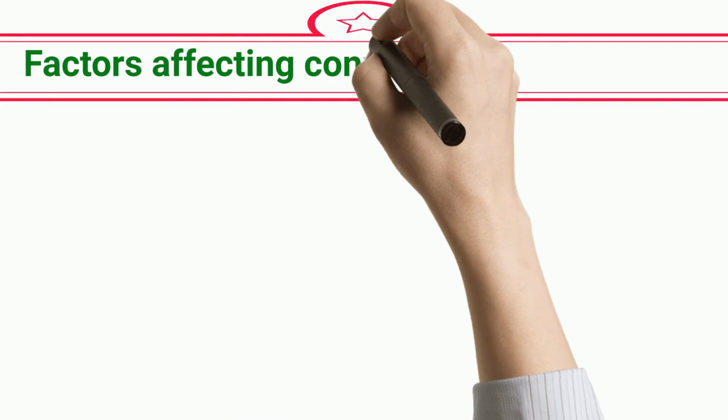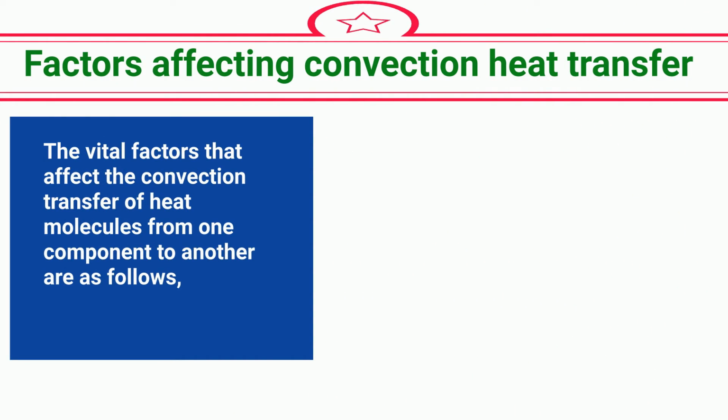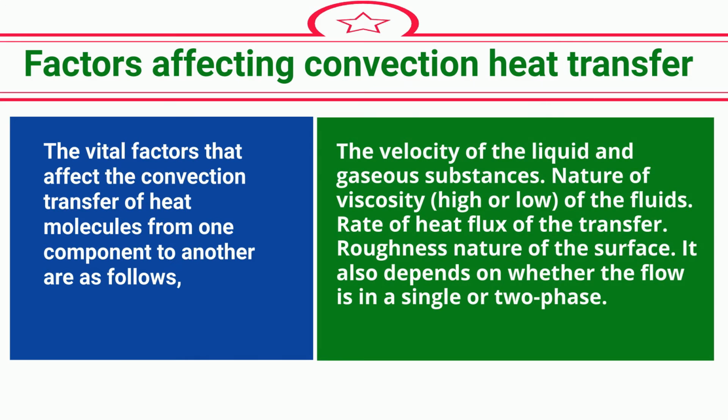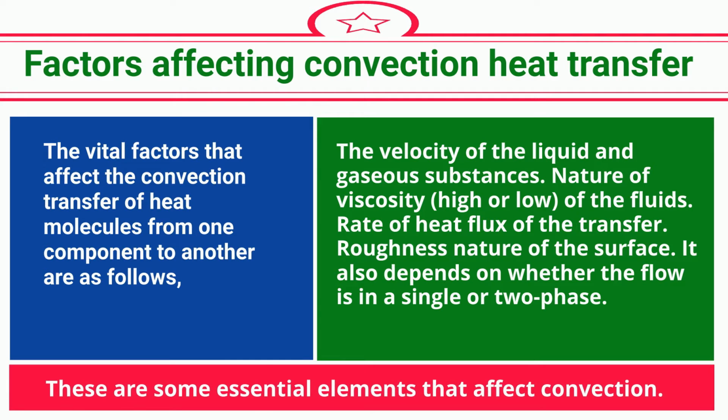Factors affecting convection heat transfer. The vital factors that affect the convection transfer of heat molecules from one component to another are as follows. The velocity of the liquid and gaseous substances. Nature of viscosity, high or low, of the fluids. Rate of heat flux of the transfer. Roughness nature of the surface. It also depends on whether the flow is single or two-phase. These are some essential elements that affect convection.